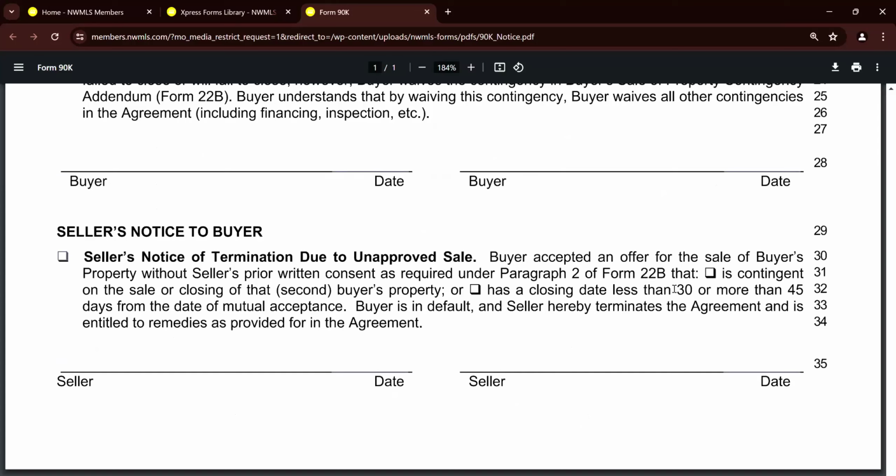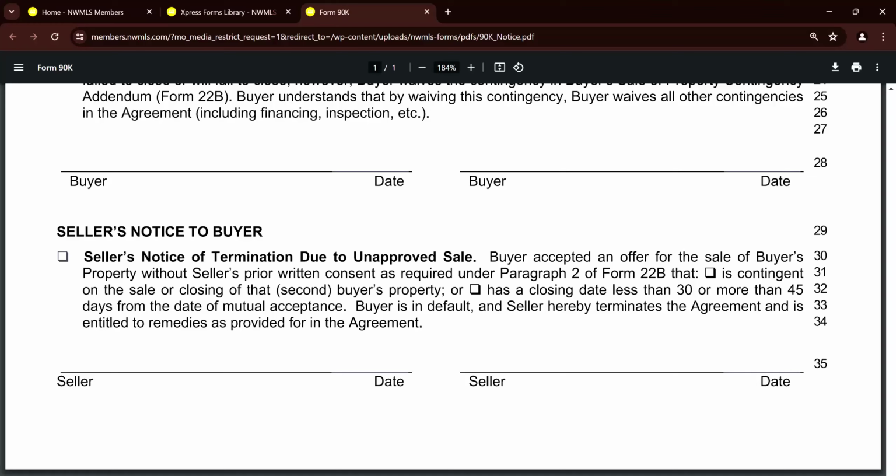All right, so now we got a seller's notice to buyer. Let's see, Ella, you want to do that one? Seller's notice of termination due to unapproved sale. Buyer accepted an offer for the sale of buyer's property without seller's prior written consent as required under paragraph 2 of form 22B, that is contingent on the sale or closing of that second buyer's property or has a closing date less than 30 or more than 45 days from the date of mutual acceptance. Buyer is in default and seller hereby terminates the agreement and is entitled to remedies as provided.